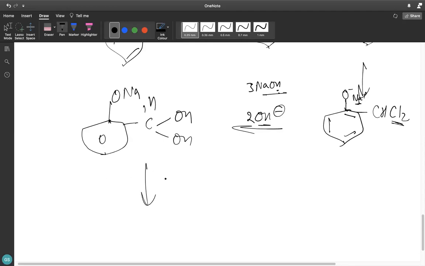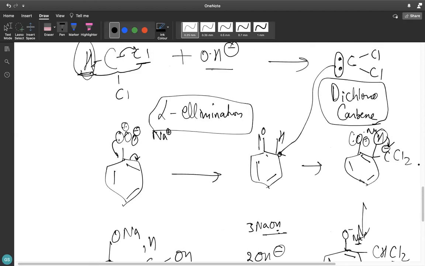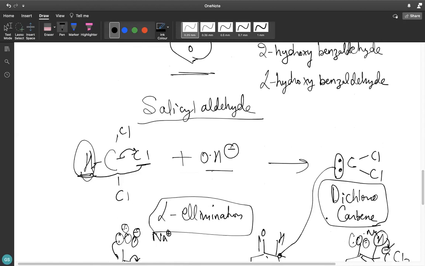Now we know that a geminal diol can easily get converted into an aldehyde. And finally, we'll add some acidic H plus, which will give us OH-CHO, and this is better known as salicylaldehyde or alpha hydroxy benzaldehyde. So what you can say is that the intermediate is carbene.